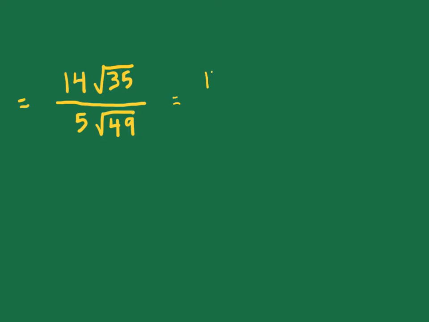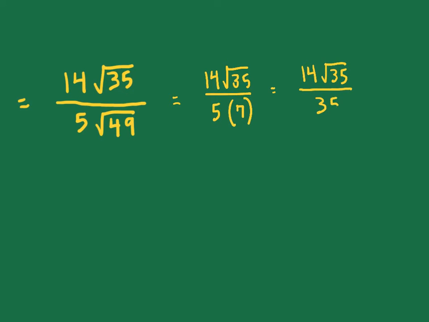Continuing on, 14 square root of 35. And on bottom, square root of 49, you might know, is actually just 7. So 5 times the square root of 49 is really 5 times 7. On bottom, 35. Be careful that you can't cancel the 35 on top and the 35 on bottom, because the 35 on top is a square root. 35 on bottom is not, so you're not going to reduce those.